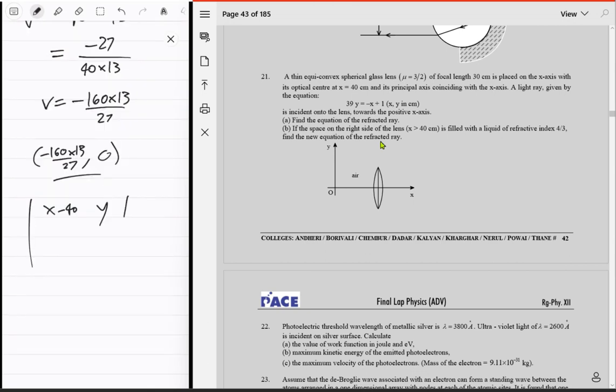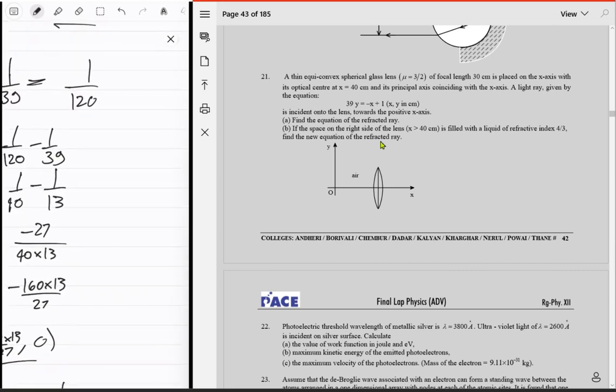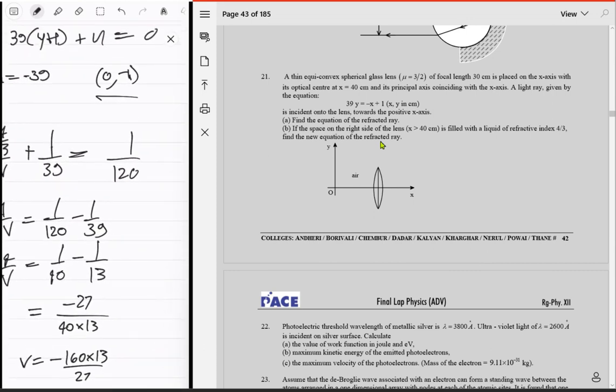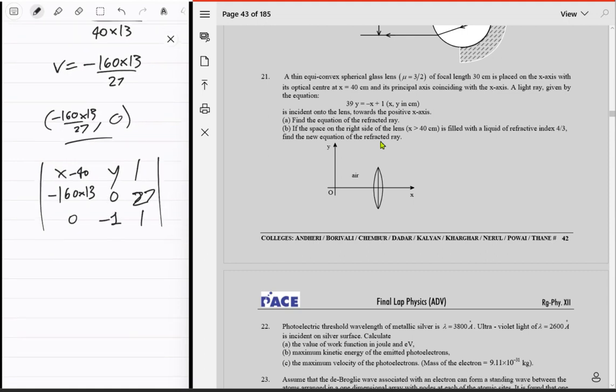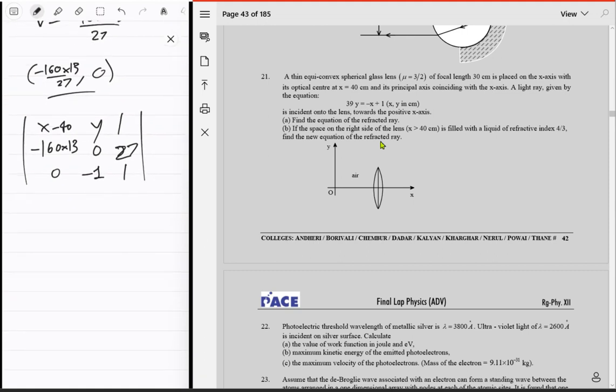What is this? Okay, negative 160 times 13, then y is 0, and then 27, right? Yeah. What else do we have? We also have the other point, 0 comma negative 1, and then 1, right? Exactly. Okay, now think about it. Can we do something here?